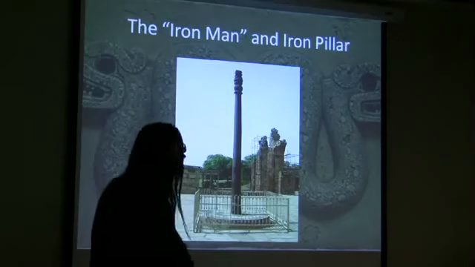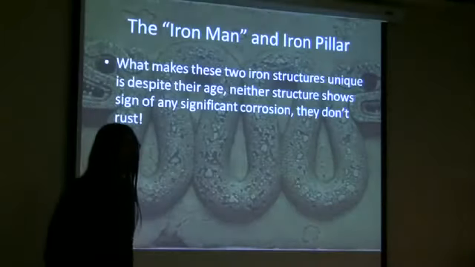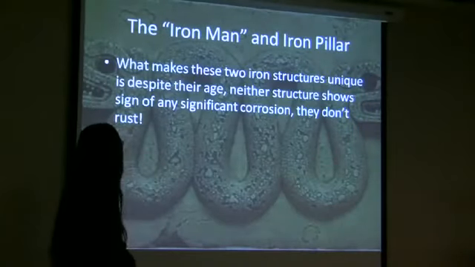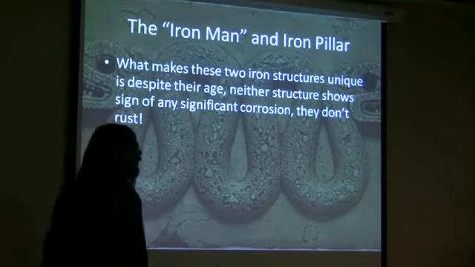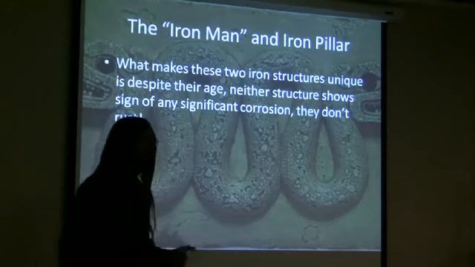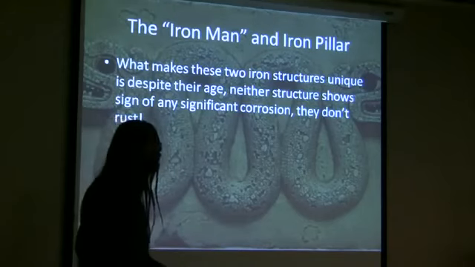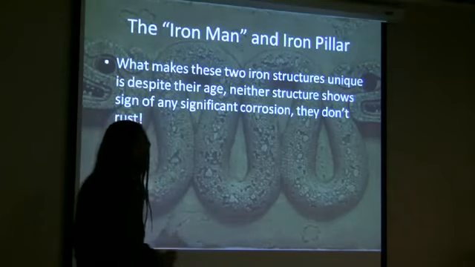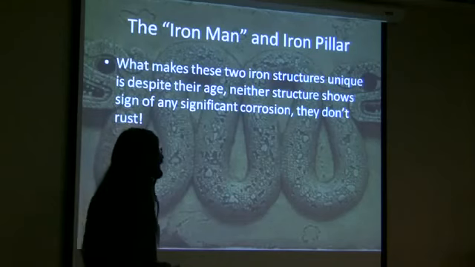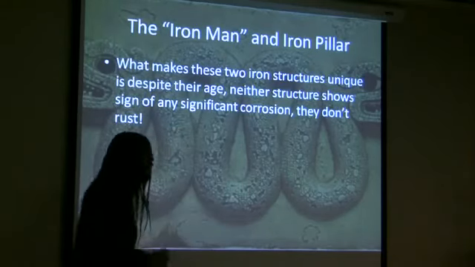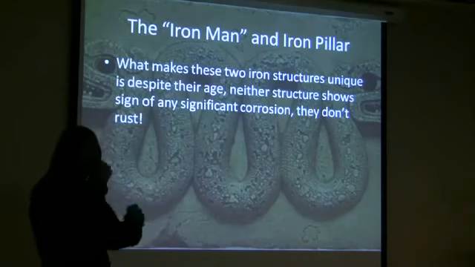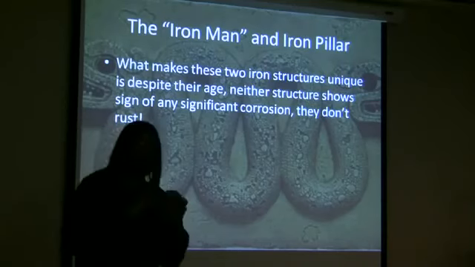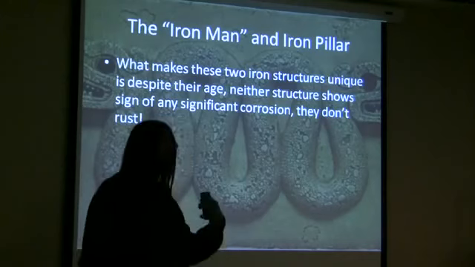The really strange thing about the Iron Man and the Iron Pillar is, despite their significant age, neither structure shows signs of any significant corrosion. Here are 2 iron objects that have been around for thousands of years, and they don't rust. We have no idea why. Okay? There's people in India that still write theses on how the iron pillar is not rusting. People that study the surface with microscopes and lasers and try to get the exact composition of these metals down that prevented them from corroding.